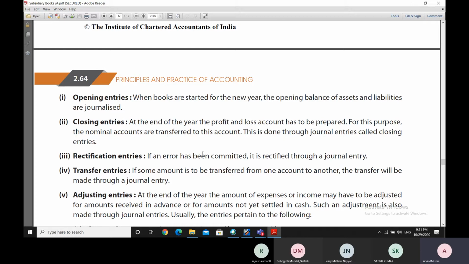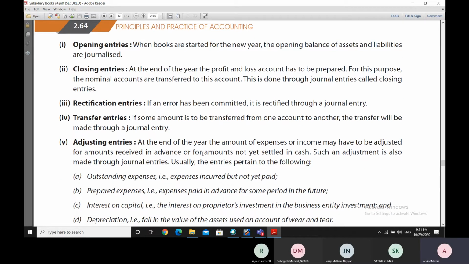Then there are the transfer entries. If some amount is to be transferred from one account to another, then the transfer will be made through a journal entry. Now there is something called adjustment entries. At the end of the year, the amount of expenses or income may have to be adjusted for amounts which were received in advance or for amounts for which payment is not yet made. On those two counts, such an adjustment is made through the journal entries.